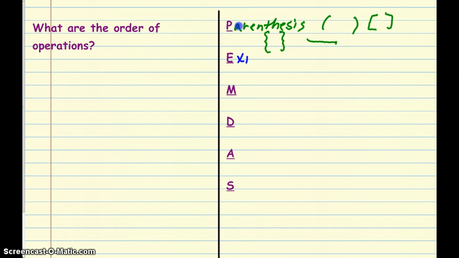E is exponents. Once you figure out whether or not you have grouping symbols, you look inside and see if there are any exponents, also known as powers.